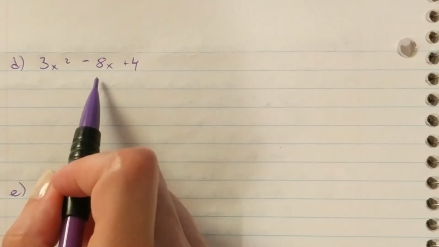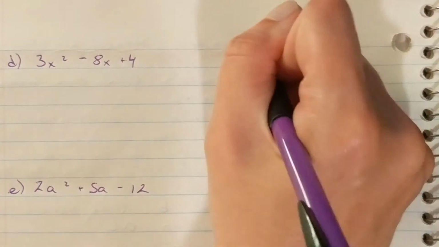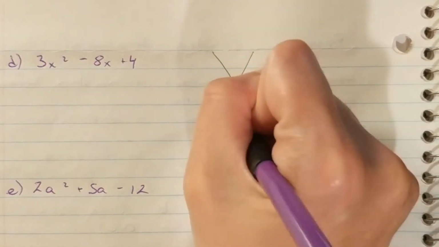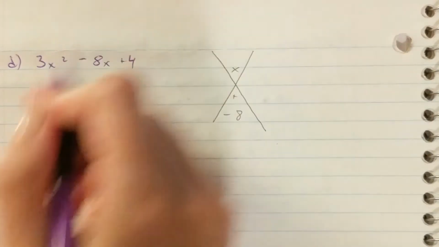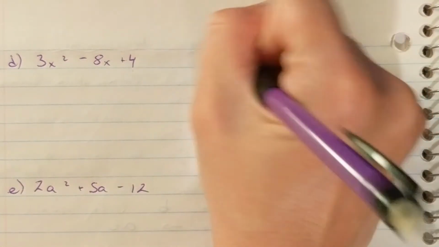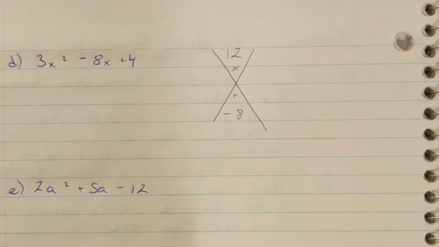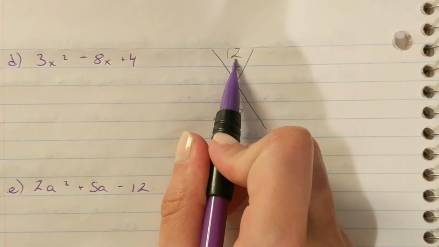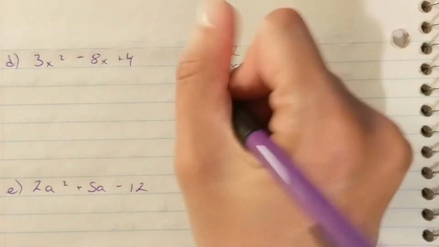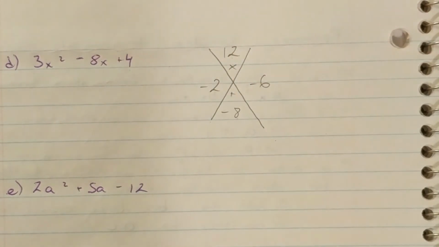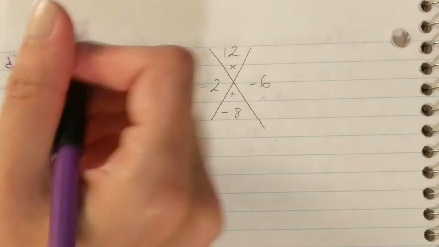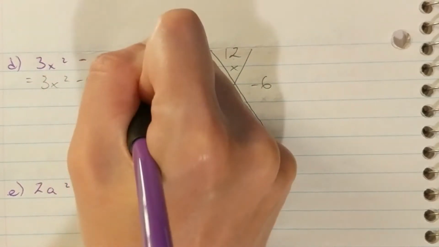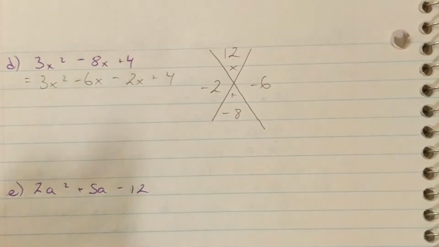3x squared minus 8x plus 4. Okay, we need two numbers that add to negative 8 and multiply to 3 times 4, which is 12. Two numbers that add to negative 8 and multiply to 12 are negative 2 and negative 6. I'm going to break this down: 3x squared minus 6x minus 2x plus 4.